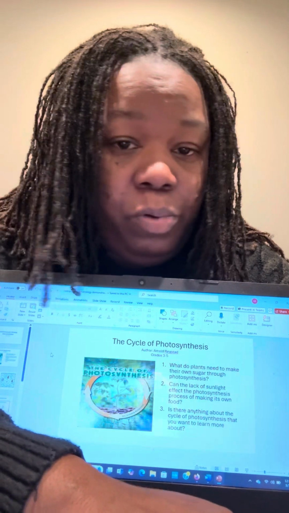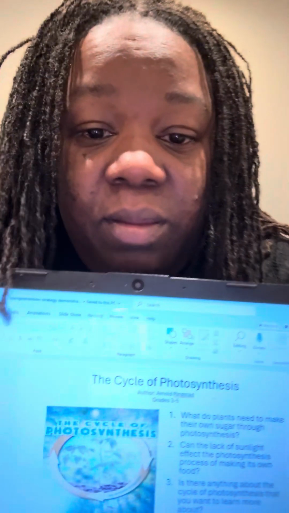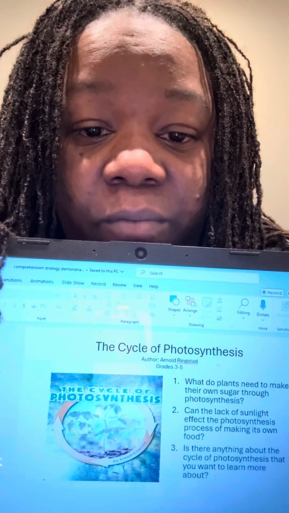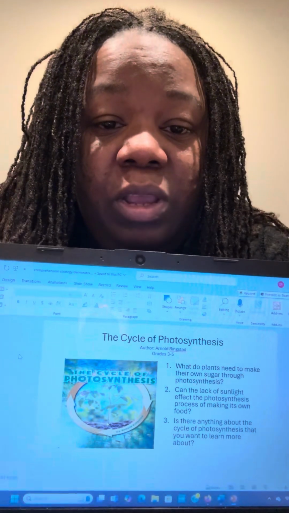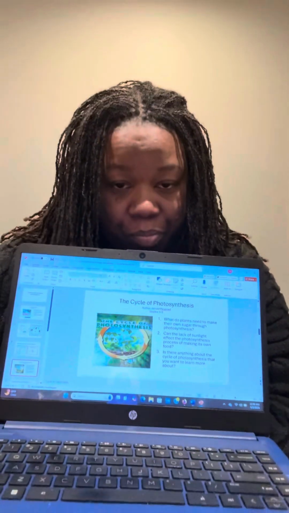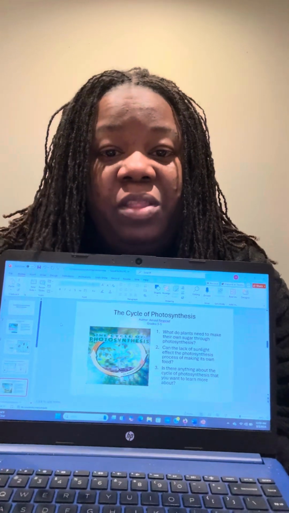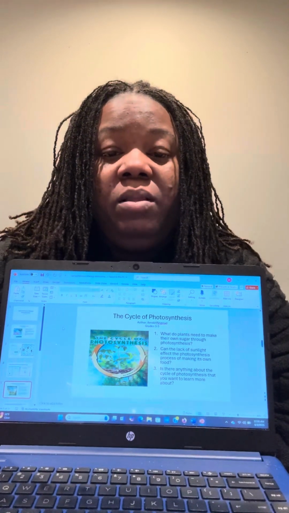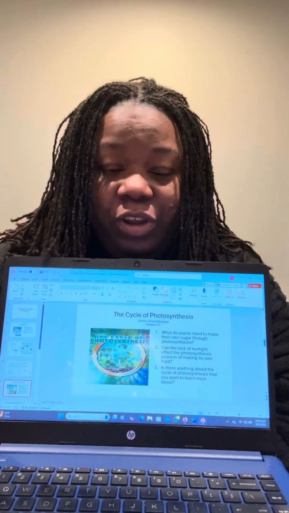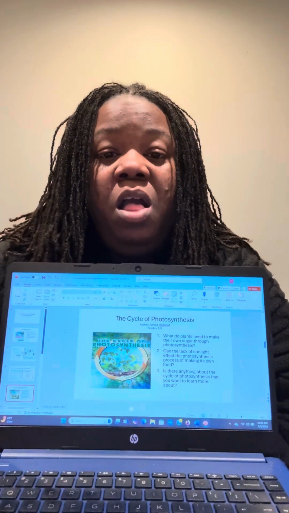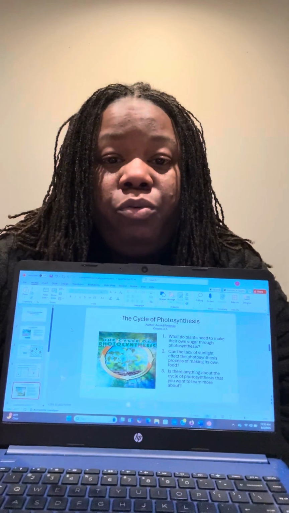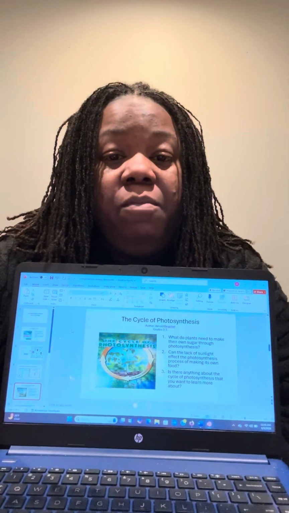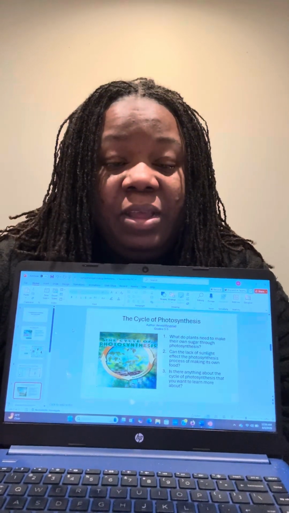My next book is The Cycle of Photosynthesis. This is for grades 3 to 5. I believe this book has fewer children in it, but there are people and animals in the book that go through and explain the photosynthesis process.